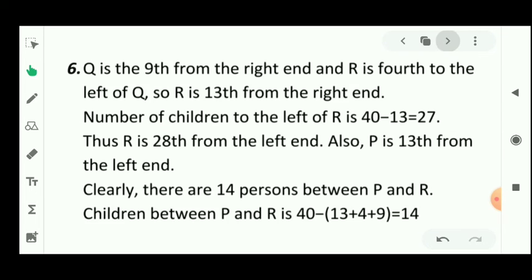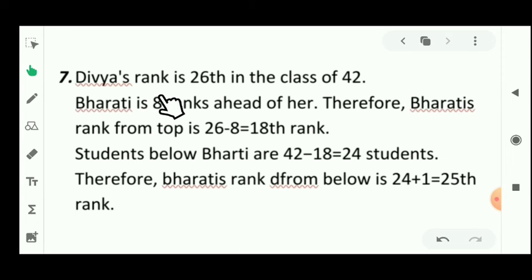The solution of this given question is, as you know that Divya's rank is 26 in the class of 42 and Bharti is 8th rank ahead of her. So Bharti's rank from the top will be 26 minus 8, that means 18th rank. And students below Bharti are 42 minus 18, that means 24 students.